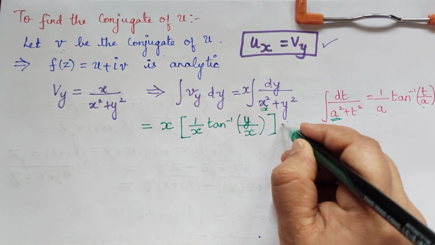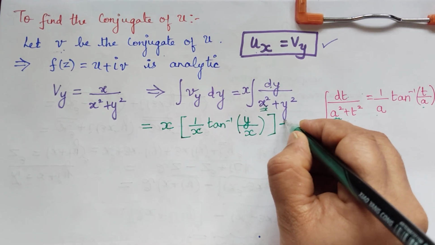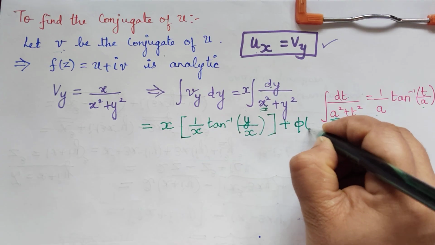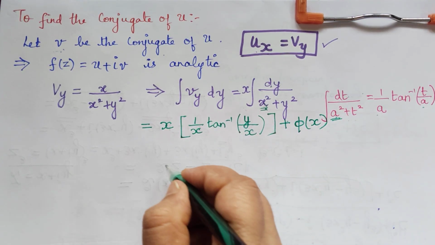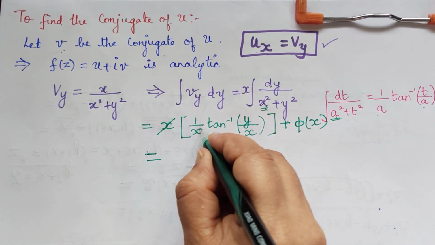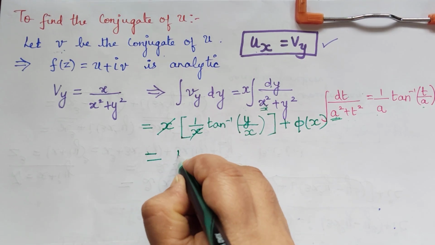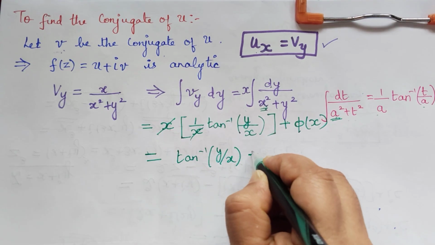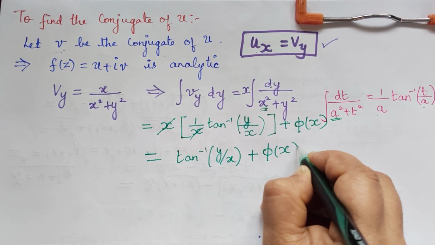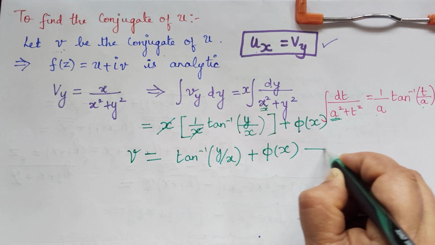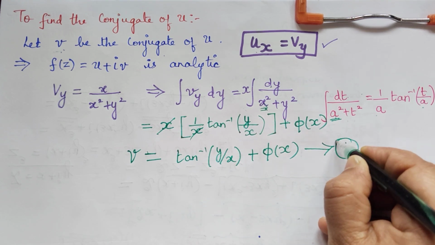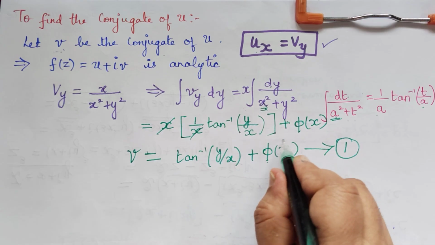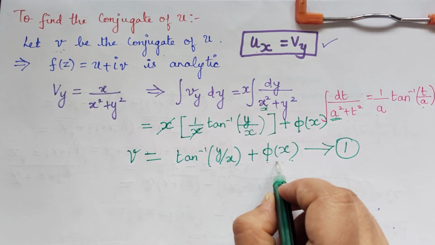And after integration, a constant will be added, and since we are integrating with respect to y, the constant of integration will be phi of x. And so further this will be equal to, this x and x gets cancelled, so that will be tan inverse of y by x plus the constant of integration phi of x. So this is the value of v. So let us mark it as 1. Now we want to get rid of this phi of x. So in order to do that, we have to find phi of x so that we can replace it over here.